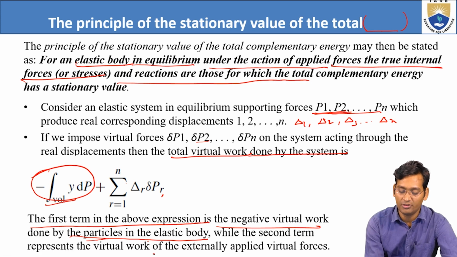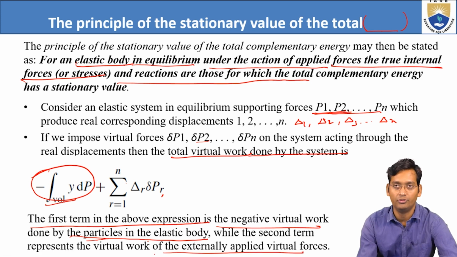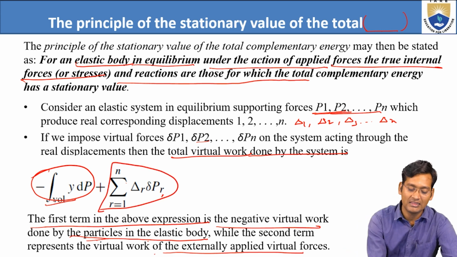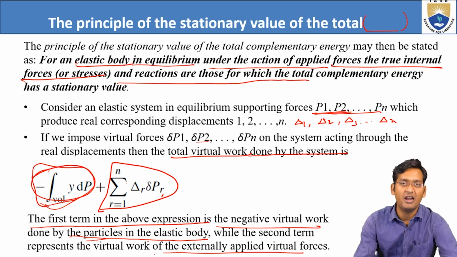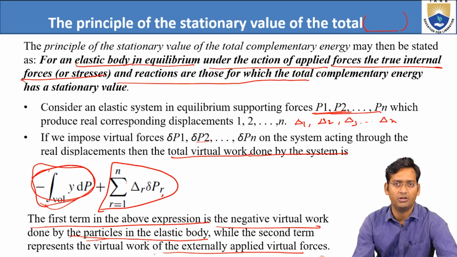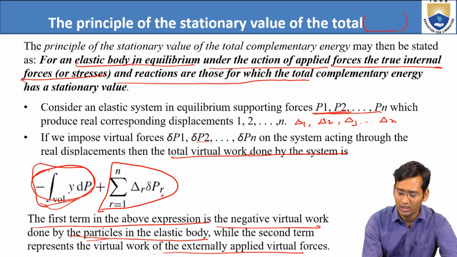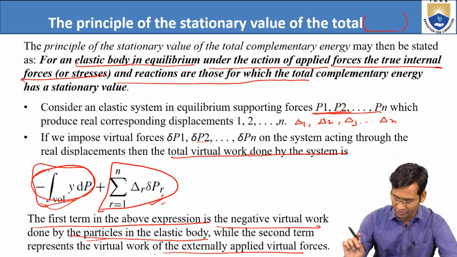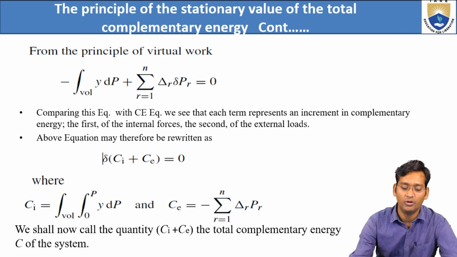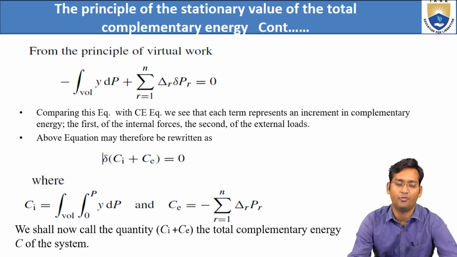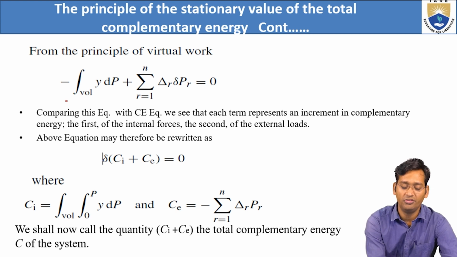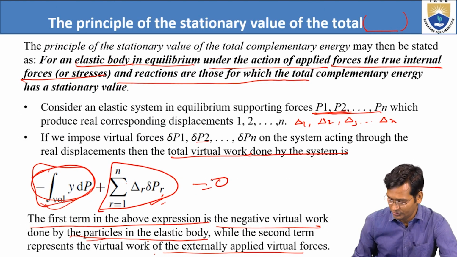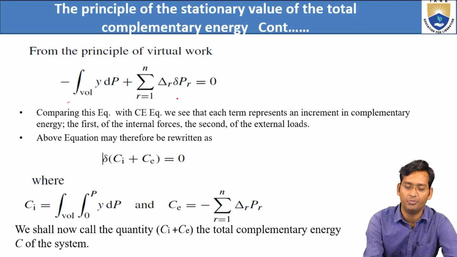While the second term represents the virtual work of the externally applied virtual forces. This term arises because of the applied virtual forces, and the first is because of the internal particles of that material or system. From the principle of virtual work, the sum of energy should equal 0, so this plus this is simply equal to 0 from the principle of conservation of energy.